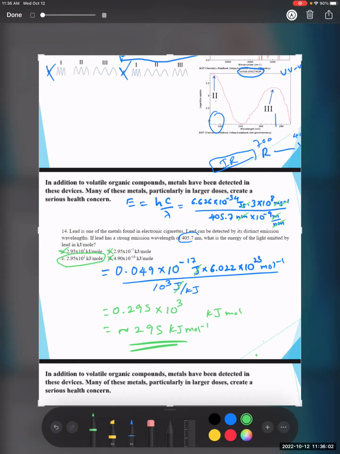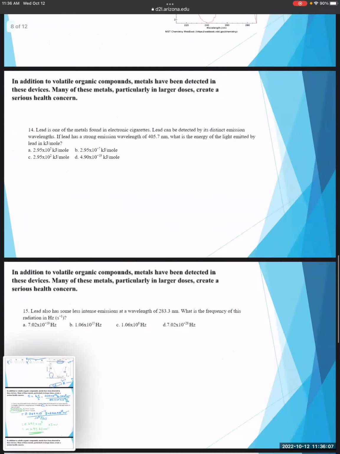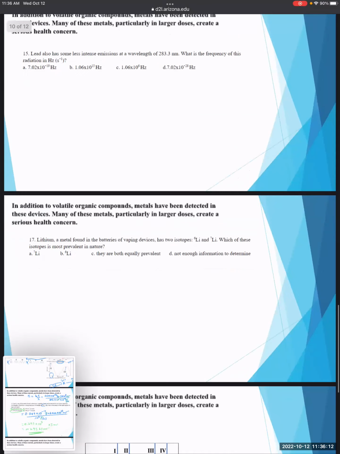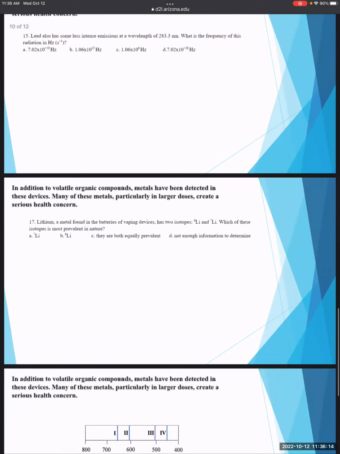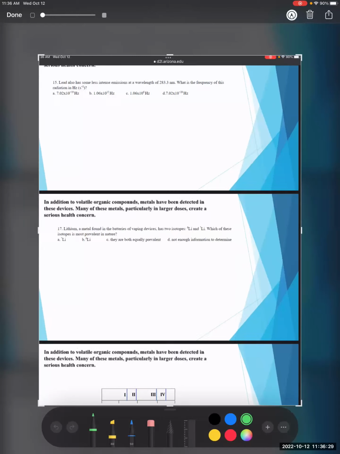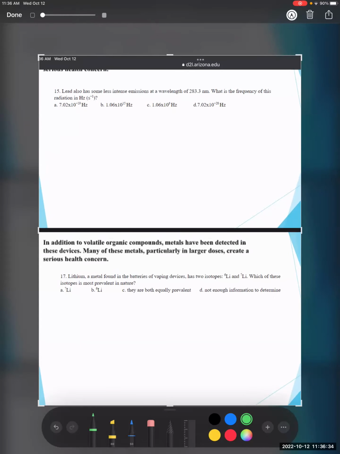All right, so that's how we do that calculation. Moving on to the next question. Lead also has some less intense emissions at a wavelength of this. What is the frequency of radiation? Now, what we have here is the wavelength, and then you have to calculate the frequency of that.